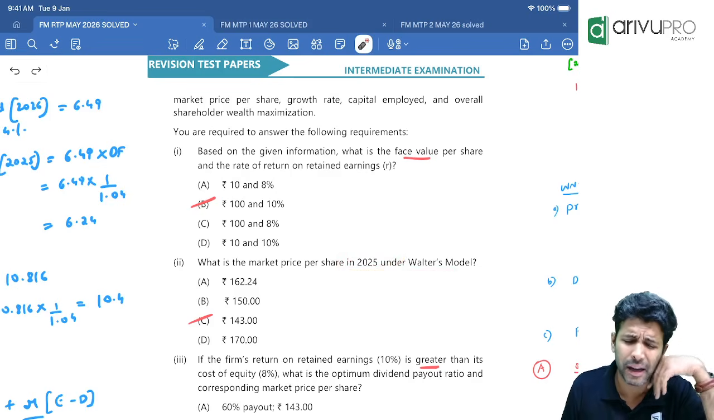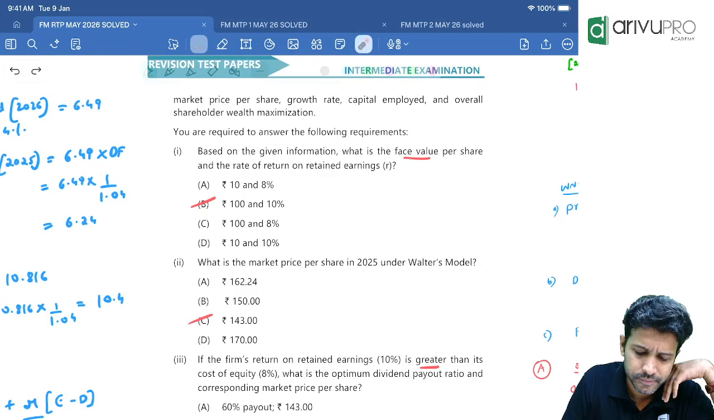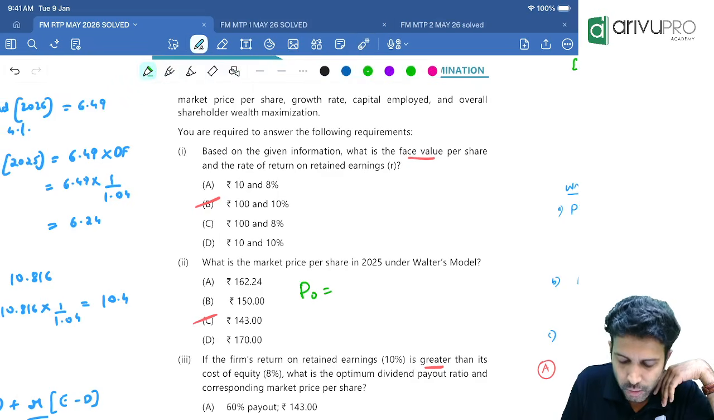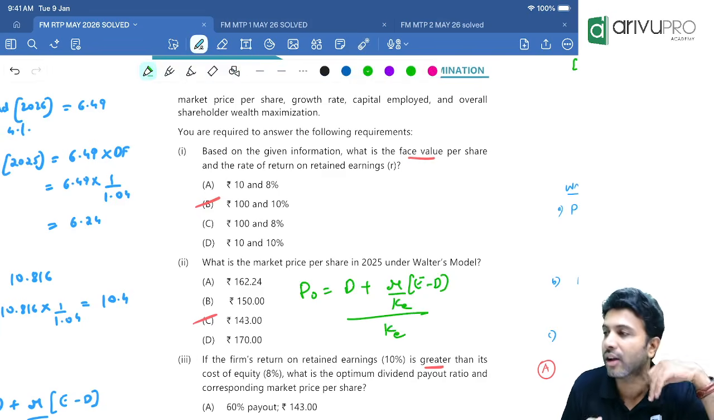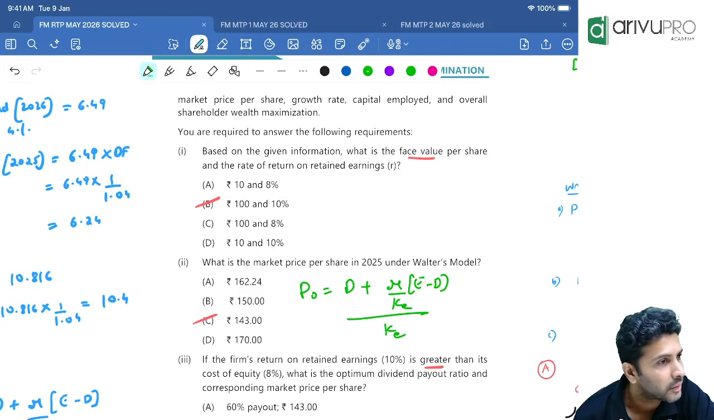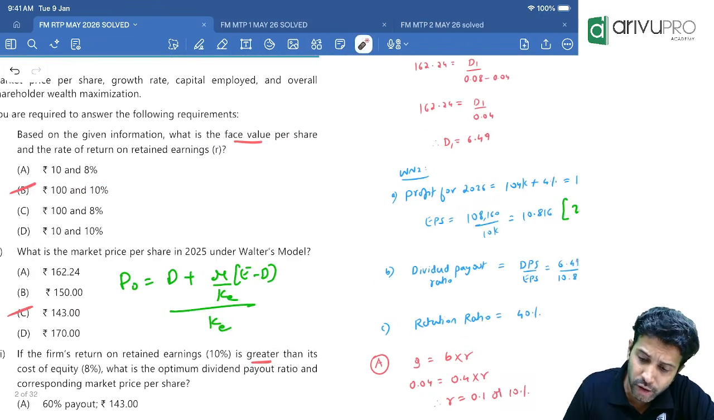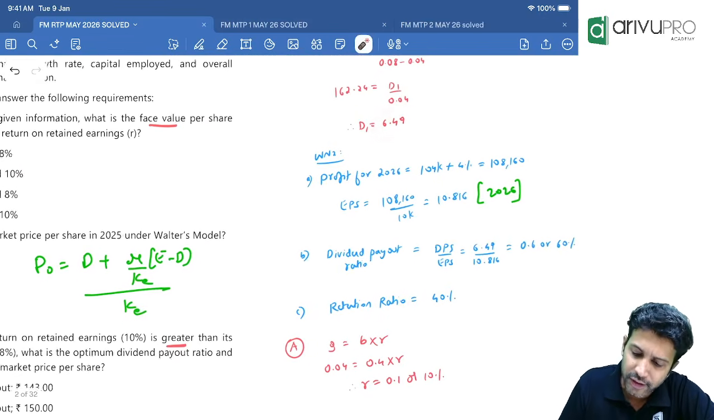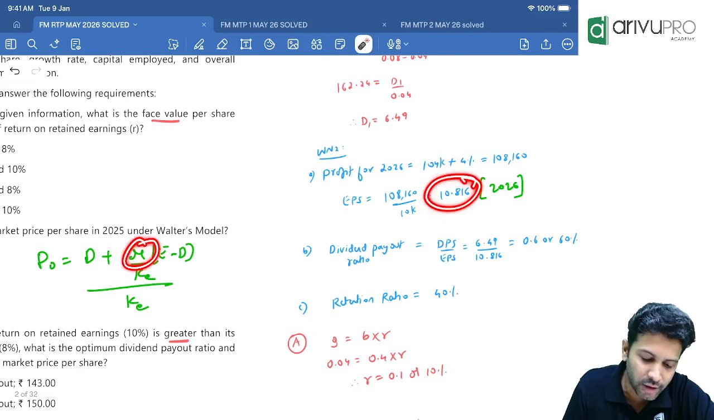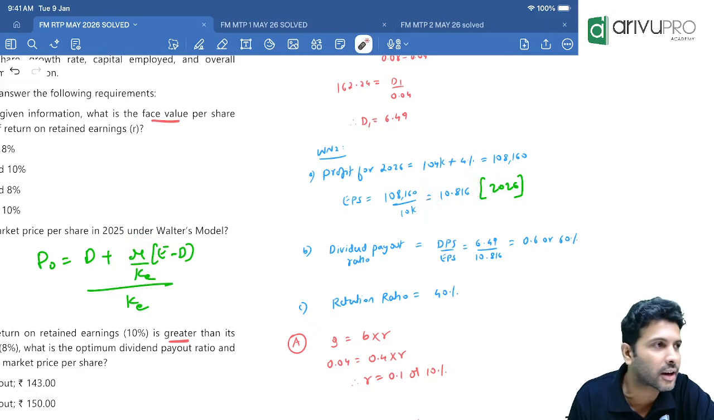As per Walter, what is the formula? P naught is equal to D plus R into E minus D, divided by cost of equity, the whole thing divided by cost of equity. Right, everybody? Now, don't get carried away and start plugging in numbers. D we already know, it is 6.49. E we already know, R we already know, K is given.